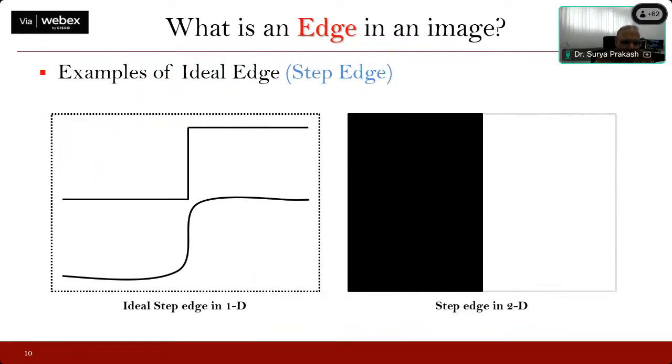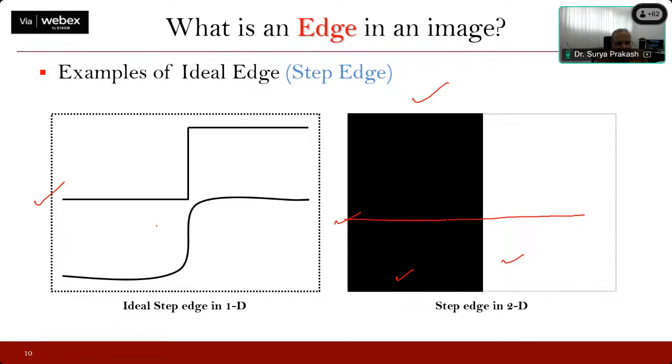Okay. Now, how do we define the edge? Let's say you have an image like this, where on one side you have completely black pixels, and on the other side you have completely white pixels. Now, if you take a line here and look at the intensities along this line, and if you plot it, you will find the plot will look something like this, right?